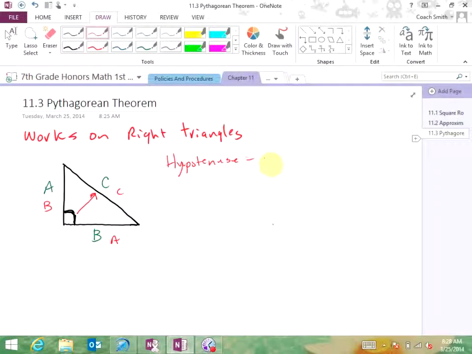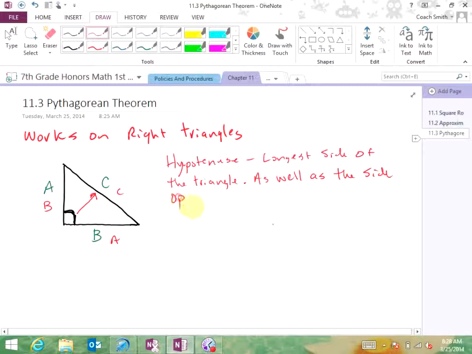Okay, the hypotenuse is the longest side of the triangle, as well as the side opposite of the 90-degree angle. Okay, so the longest side is the hypotenuse. It's the side opposite of the 90-degree angle every time. Okay, doesn't matter how the triangle's flipped. You find the 90-degree angle, you look across, that's C, the other two sides are A and B. Does not matter which side is A and which side is B.